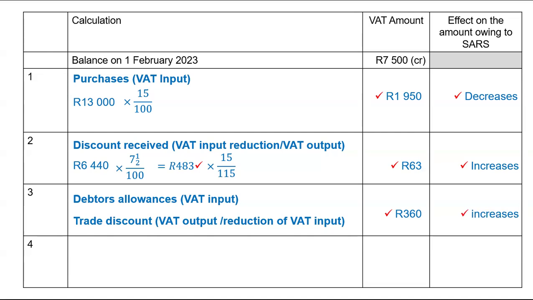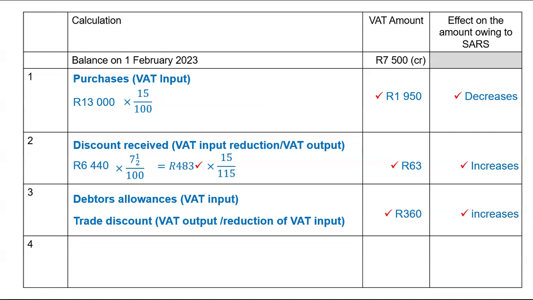Got it? Remember, debtors allowances, VAT on debtors allowances is VAT input, but here we are reversing it. So you can call it a reversal of VAT input, or you can just simply call it VAT output, which works perfectly fine.